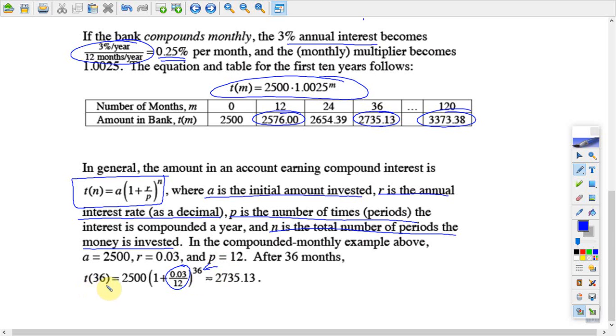And then if we wanted to figure out what the total value was after 36 months, we plug in 36 right here, and we end up with this value, $2,735.13, which is what we had up here.